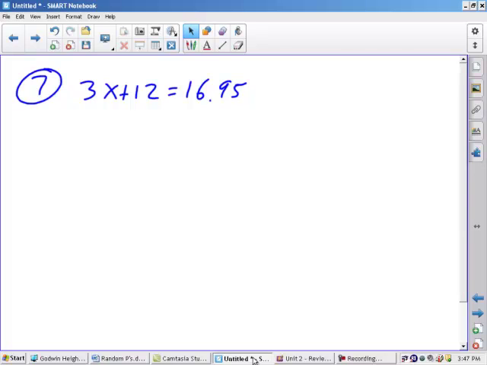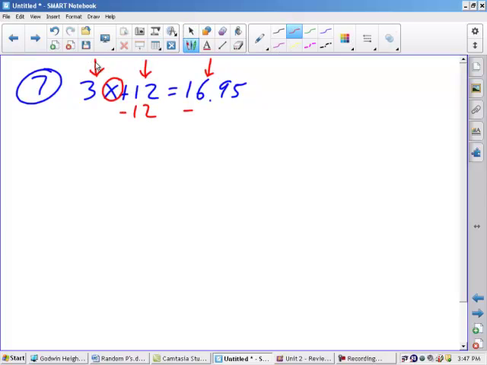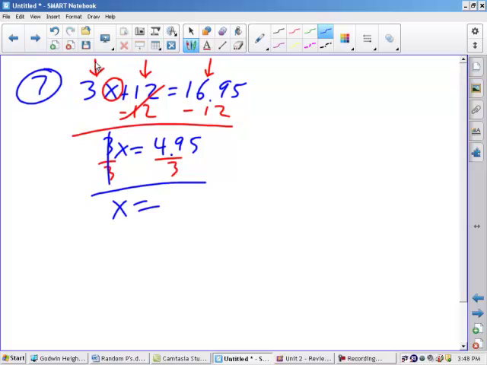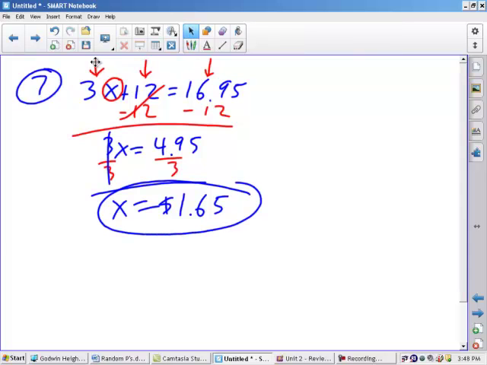So again, I take this 3x. Okay, 3 people times the cost of the drink plus $12, the pizza cost right here, equals our $16.95 total, and we're going to find x. That's what each drink costs. So we're going to subtract 12 from both sides. Cross it out. You're left with 3x equals $4.95. And then I'm going to divide by 3 on both sides. Cross that out. x equals $1.65. So $1.65 per drink is what that costs. And that makes sense. If I got 21.26 on here, it wouldn't make any sense.